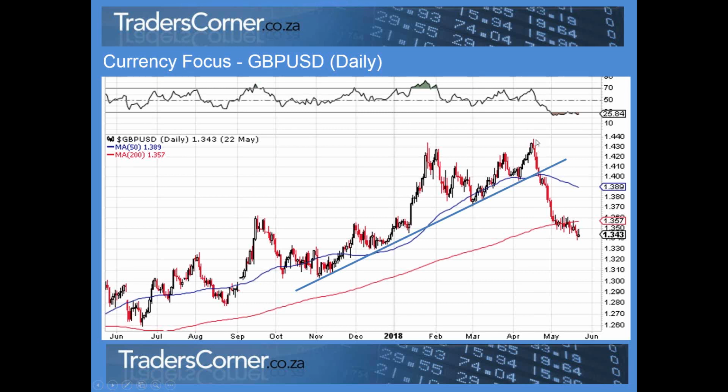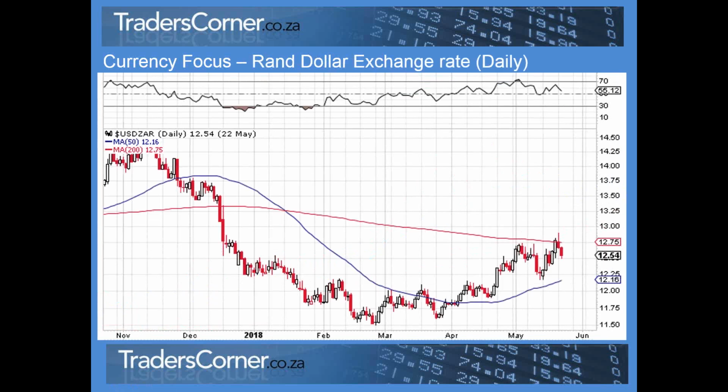It's almost, we're talking close to 1,000 basis points of weakness that we've seen in the last month here. That's a huge move in a developed market currency pair such as the dollar pound pair. And as you can see, the pound has been quite weak of late. All right, then let's look at our rand dollar exchange rate.